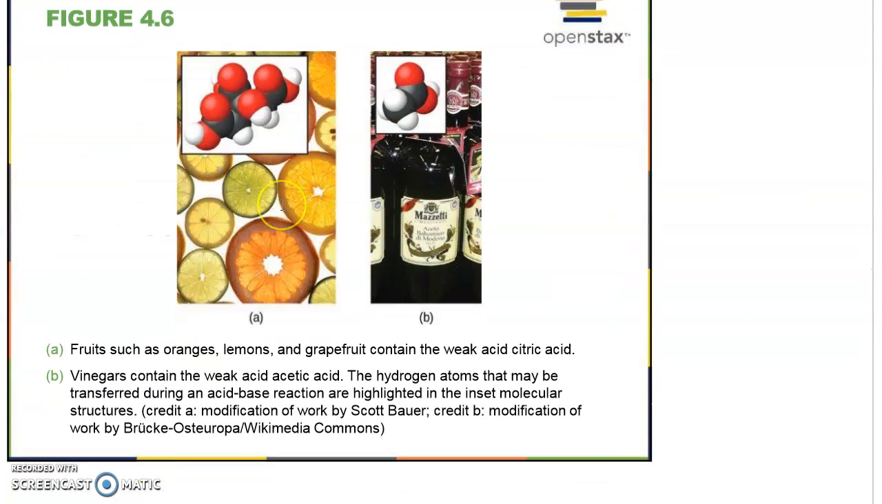Here are the common acids that we may see in our daily life. For example, orange juice, lemon juice, grapefruit juice, those containing citric acid, and vinegar that we use to make salad and vegetable, that is acetic acid.